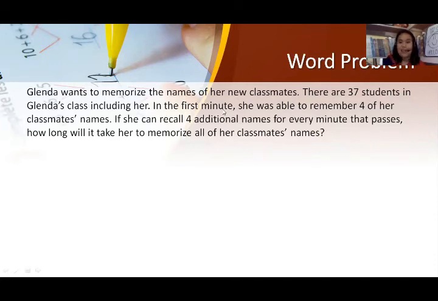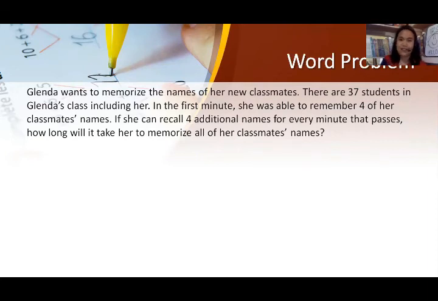In the first minute, she was able to remember 4 of her classmates. So, our first term is 4. Bakit? So, dun sa first minute kasi, nakapag-memorize na siya ng 4 na pangalan ng kanyang classmates. If she can recall 4 additional names for every minute that passes, how long will it take her to memorize all of her classmates' names? So that is the question. Ilang minutes bago niya ma-memorize lahat ng pangalan ng 36 niyang classmates?